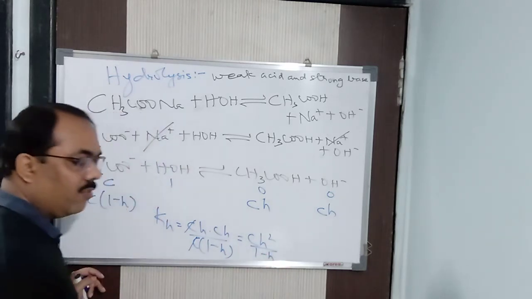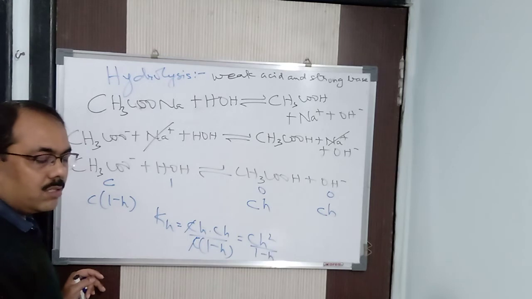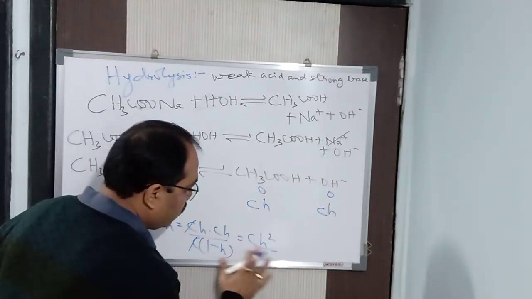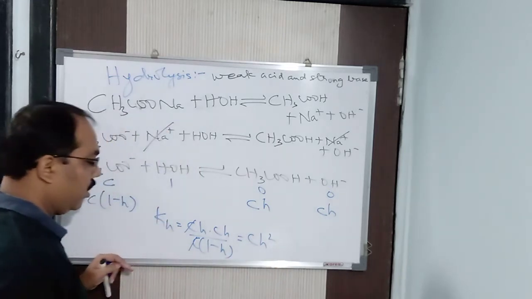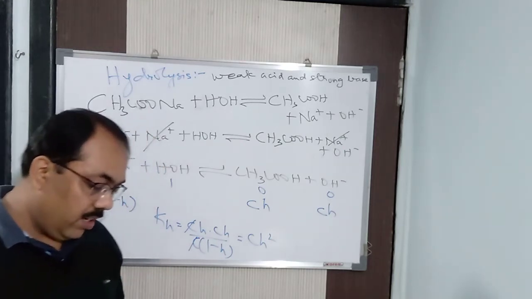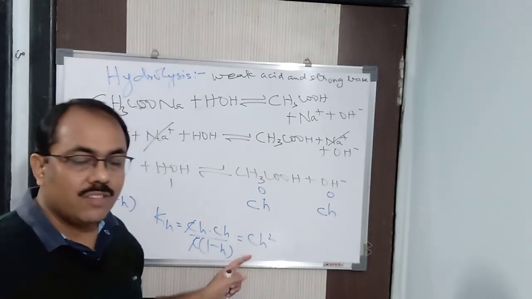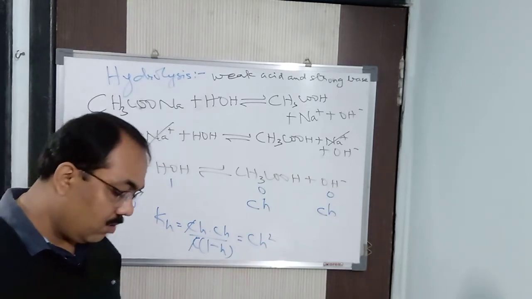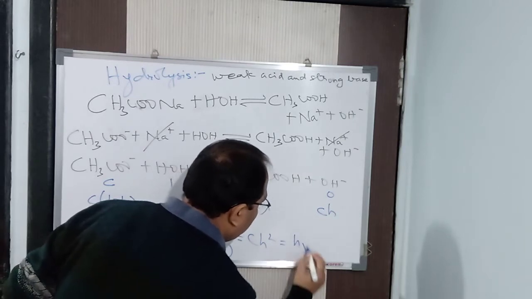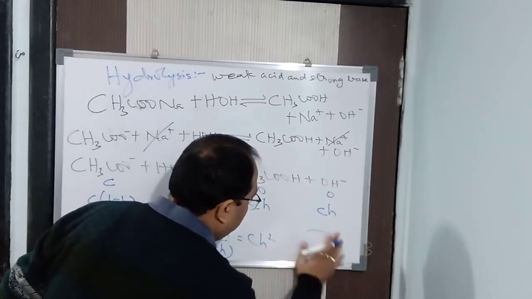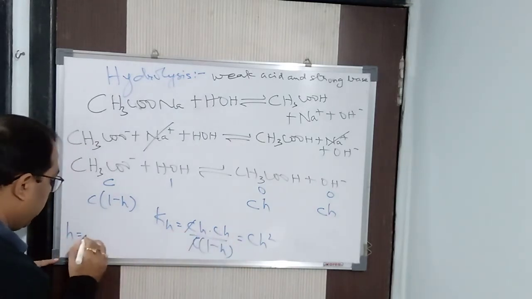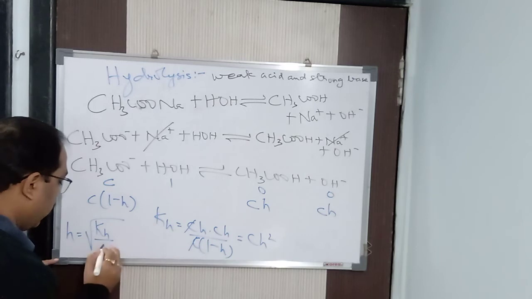1 minus h is nearly 1. Already we have seen it in ionic equilibrium, the Ostwald dilution law, that 1 minus alpha is nearly 1 only, because h is very small. So KH is equal to Ch square, we got it. This is the formula we got: Ch square by 1 minus h, and if 1 minus h is equal to 1, then KH is equal to Ch square. So h is equal to root over KH by C.